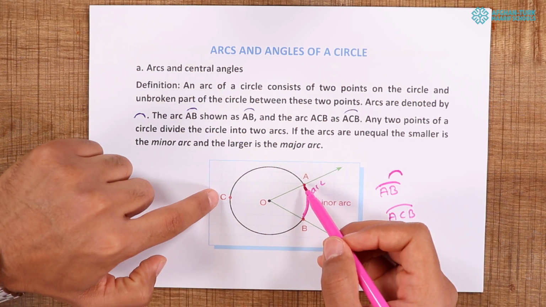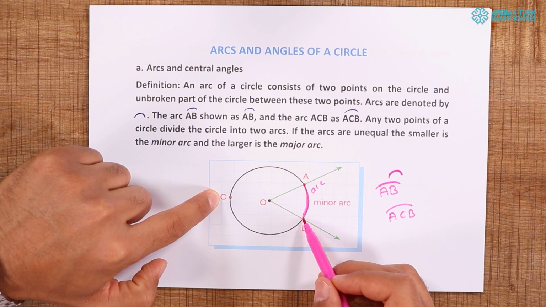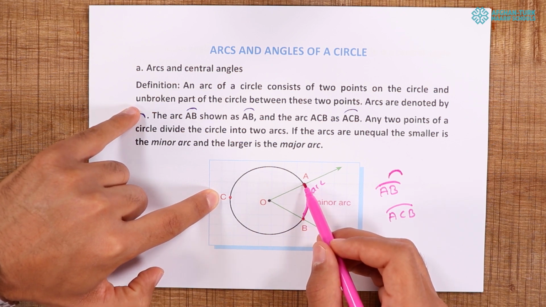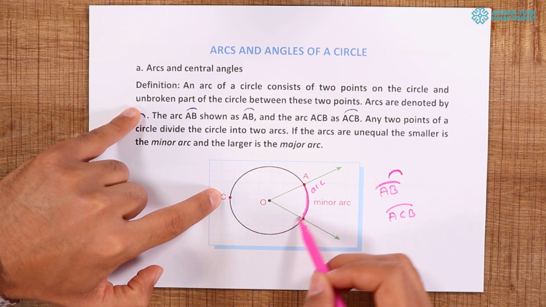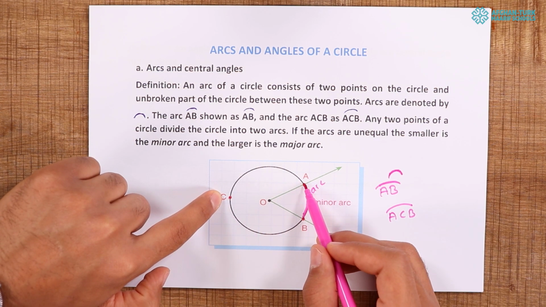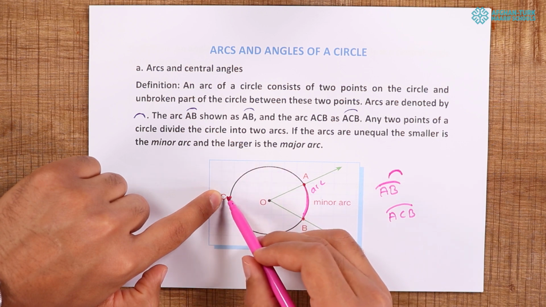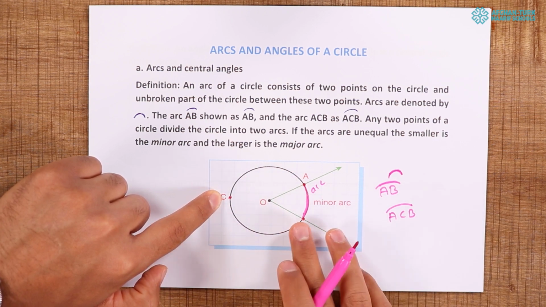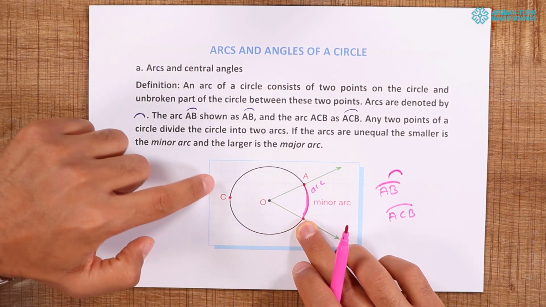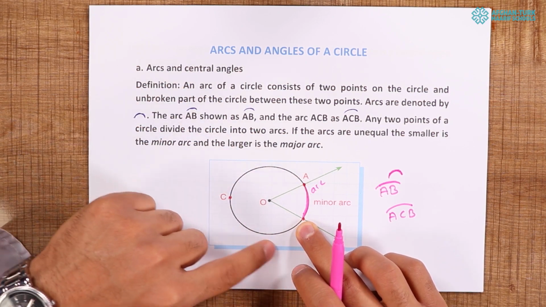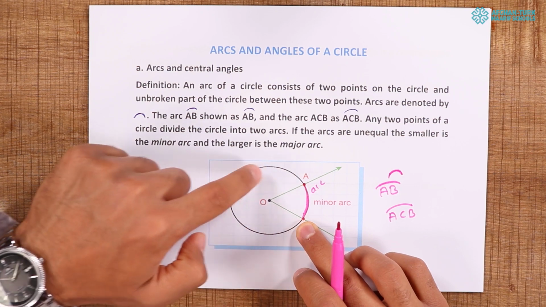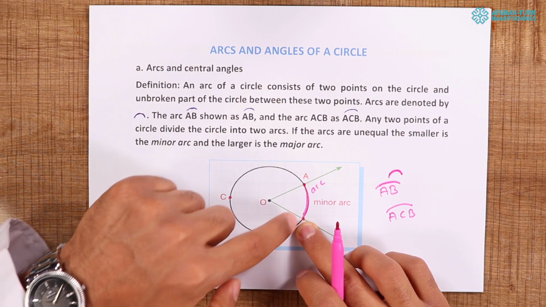It means we have 1 point, 2 points. One arc is from A to C and another is from C to A. If you have 2 points in a circle, these 2 points divide the circle into 2 arcs: first arc AC, another one C to A.